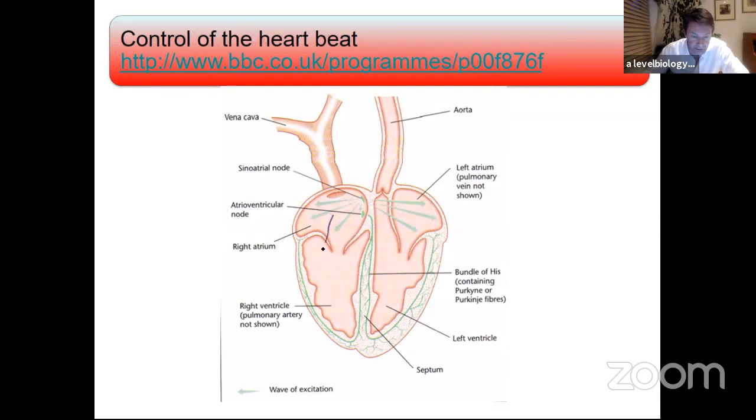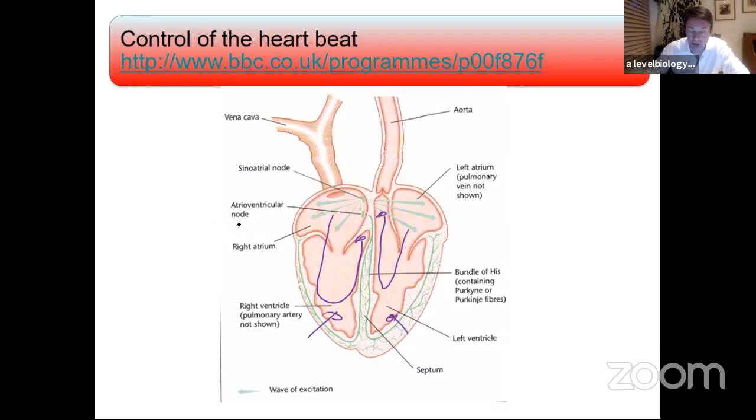So the blood that's moved in is going to exit through the aorta and the pulmonary artery, which are at the top of the heart, so the top of the ventricles. So the blood that's being pushed through from the atrium into the ventricles is then going to exit from the top, and that requires the ventricles to contract from the bottom up.